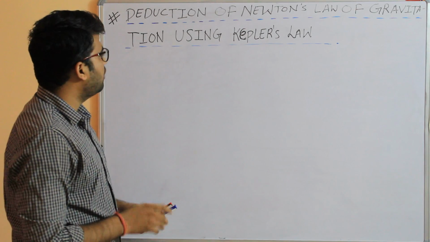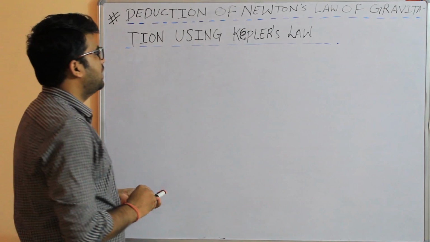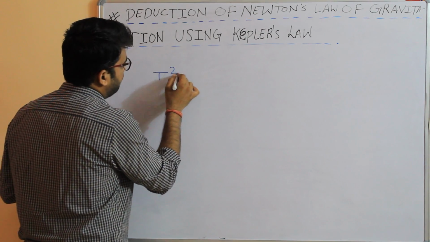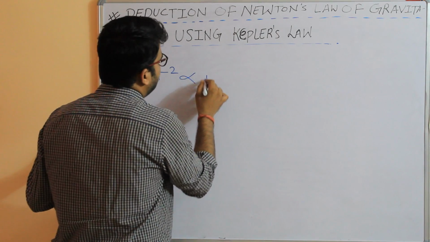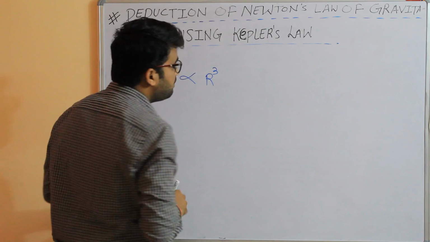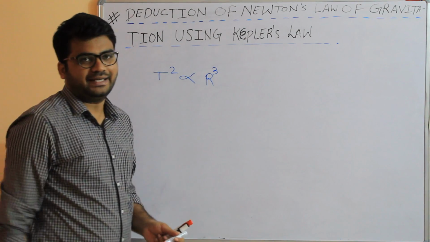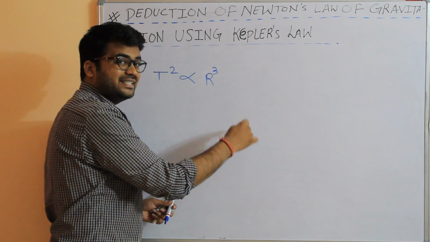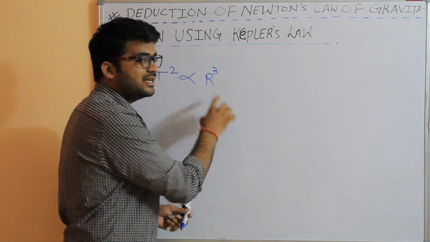Right? So we have Kepler's third law, and what is that? It states that the square of the time period of the planet is directly proportional to the cube of the semi-major axis of the given orbit, right? So if this given orbit is a circle, then the semi-major axis for that circle is just the radius.